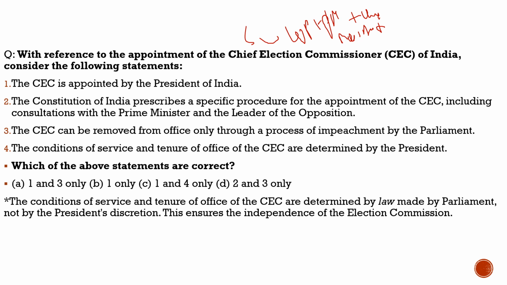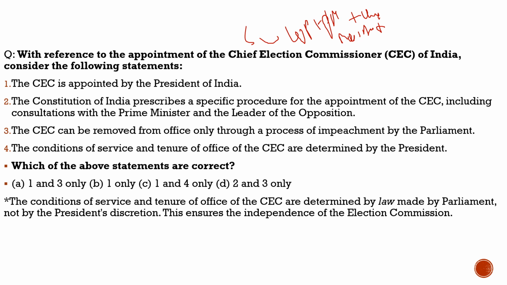The cases with respect to that are in the court, and let's see how the court will decide. We know the history, how earlier it used to be only the president and then the selection committee came. How the Constitution gave this power to the parliament to decide what would be the selection committee. We know about that, and how till 2023 there was nothing done with respect to that.